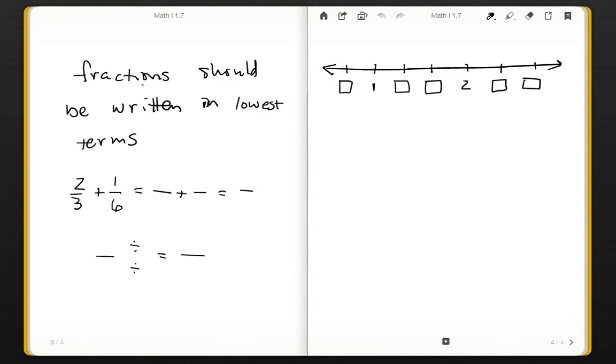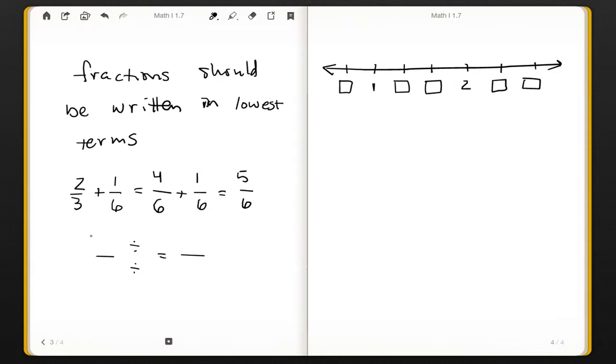So say we have a situation where we're adding fractions. You should always write your fraction in the lowest terms. All right, so let's just go ahead and do this one. 2/3 and 1/6. Well, we know from before that 2/3 can be written as sixths, and that was 4/6, right? So now we have 4/6 plus 1/6. We have to have common denominators when we're adding fractions. 4 plus 1 is 5. 5/6. Now this is in the lowest terms, so we don't have to.